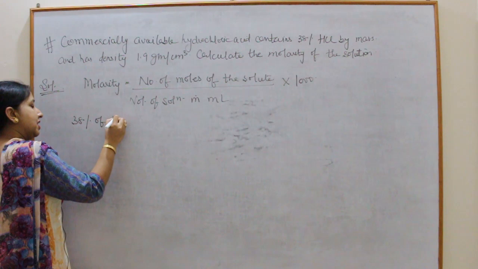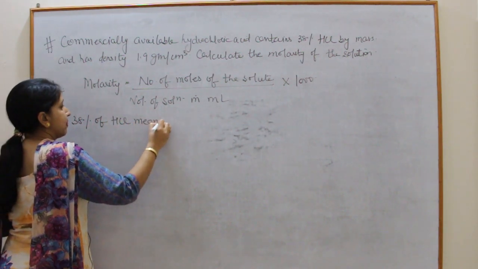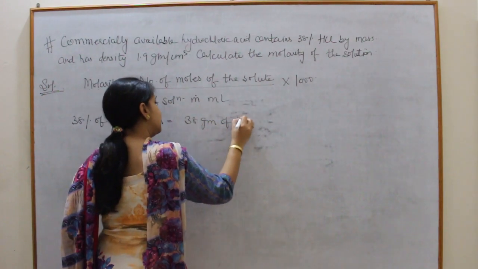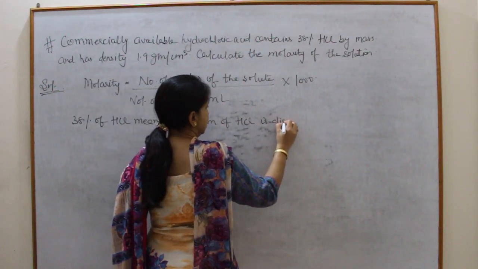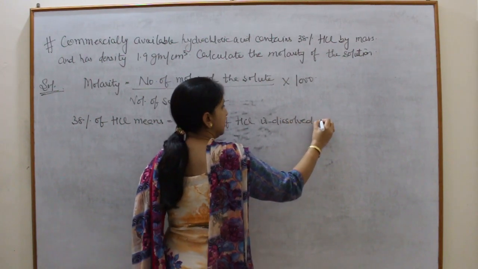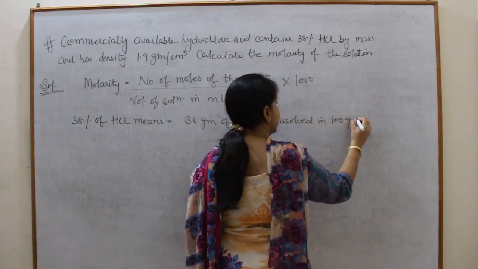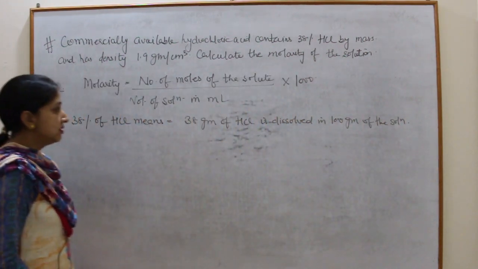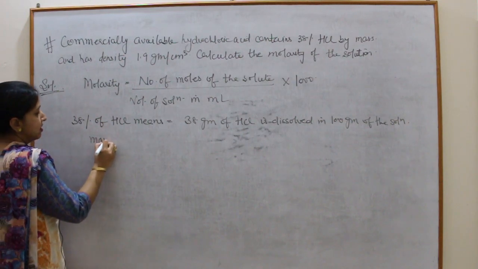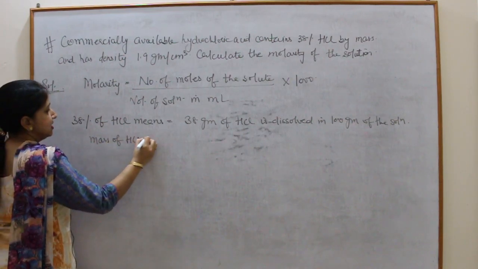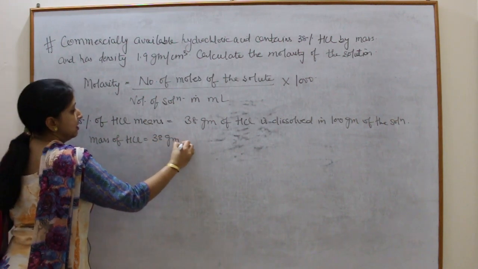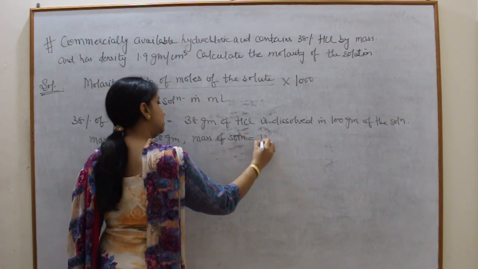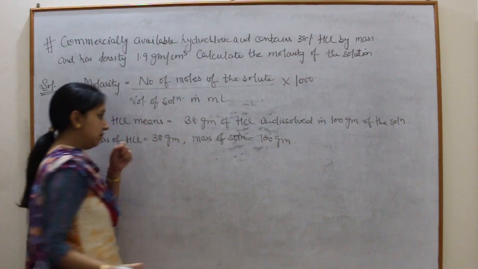38% of HCl means 38 gram of HCl is dissolved in 100 gram of the solution. So mass of HCl is equal to 38 gram and mass of solution is equal to 100 gram.